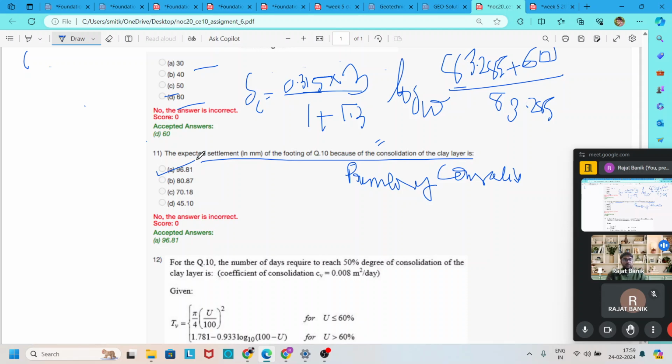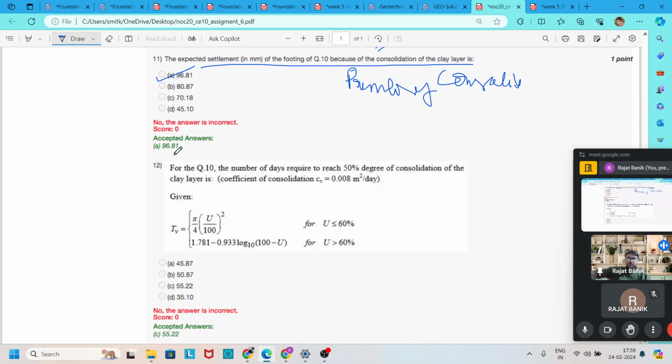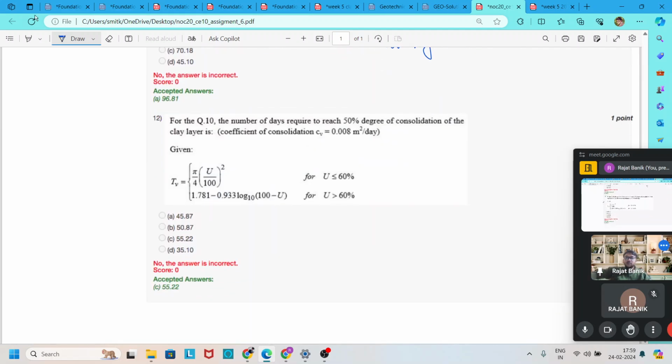Now, our last question in our session, also in our assignment. After that, we close our session. This is the last question, which is very simple to solve. This question is also linked with question number 10. Here, you have to find the number of days required to reach 50% degree of consolidation of the clay layer.